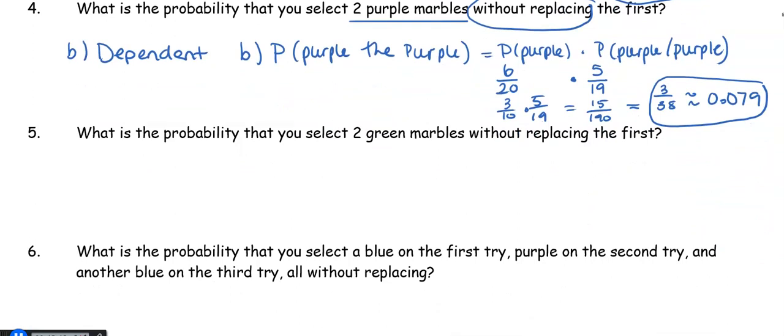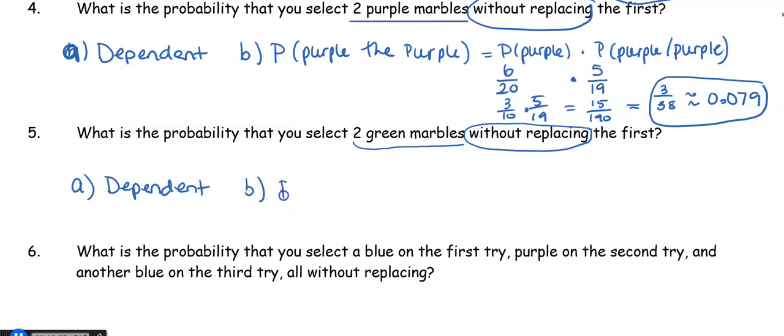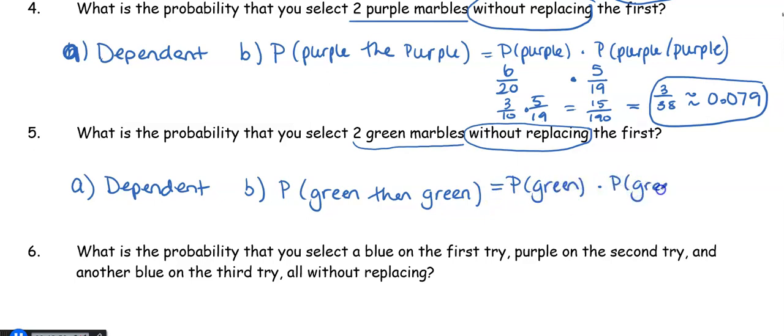Number 5, what is the probability that you select 2 green marbles without replacing? So once again, I'm not going to put that marble back in the bag. Oops, the last one I wrote B. That's an A. A is dependent. So I want the probability of green, then green. Because they are dependent, it's the probability of green times the probability of green given green.